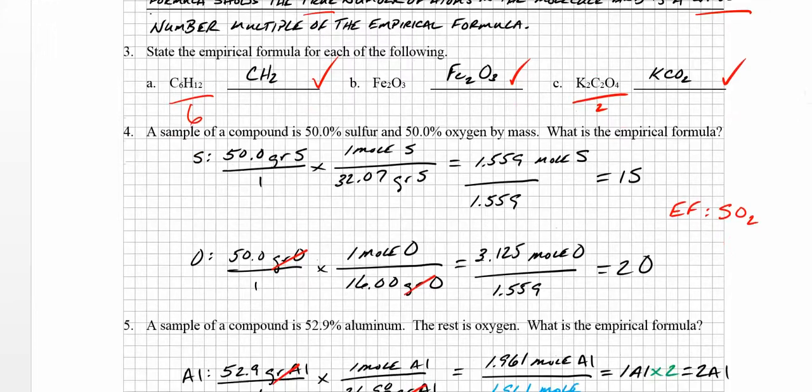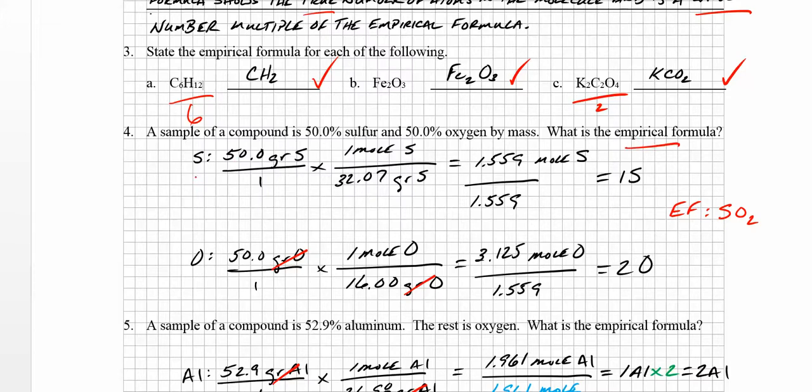Let's look at number 4. It says a sample of a compound is 50% sulfur and 50% oxygen by mass. So we know that only these 2 elements, sulfur and oxygen, are involved. They want to know the empirical formula, the lowest whole number ratio formula.